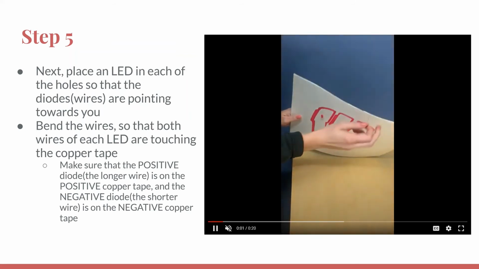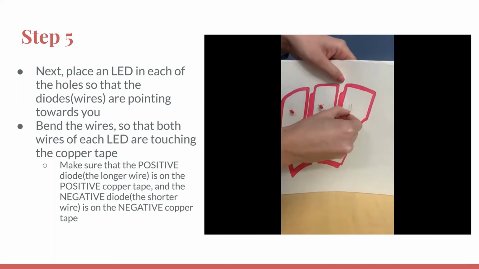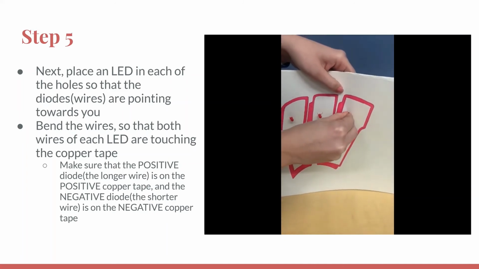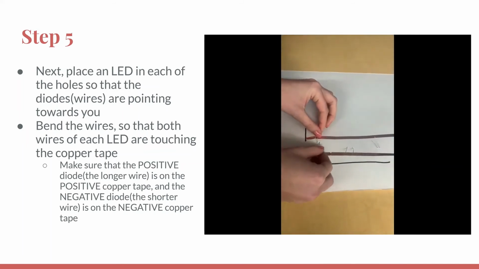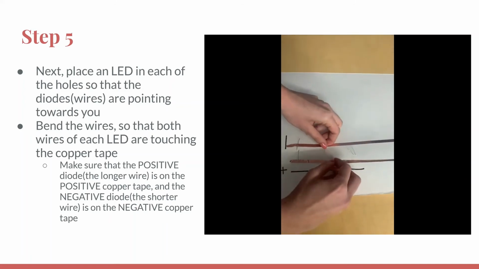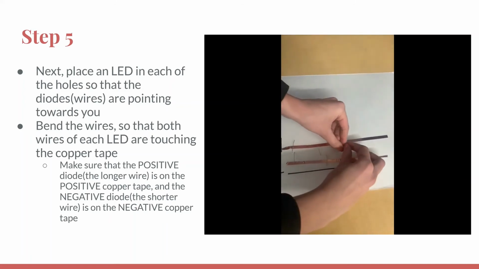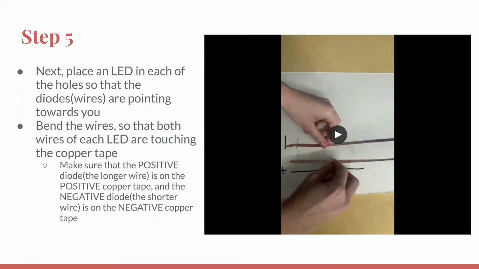The next step will be to place an LED in each of the holes so that the diodes, or the wires, are pointing towards you. You'll have to bend the wires so that both wires of each LED are touching the copper tape. For this step, make sure that the positive diode, which is the slightly longer wire, is connected to the positive copper tape, and that the negative diode, which is the shorter wire, is connected to the negative copper tape.